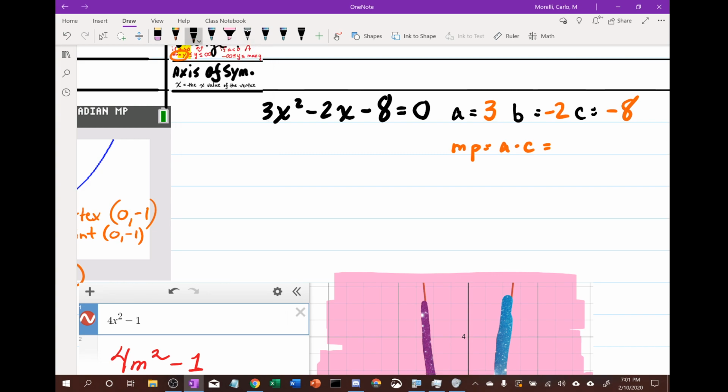So, A times C, that would be 3 times -8 equals -24. So what I'm looking for, guys, are two numbers that add to equal -2, and those same two numbers multiply to equal -24. Oh, this is tough.